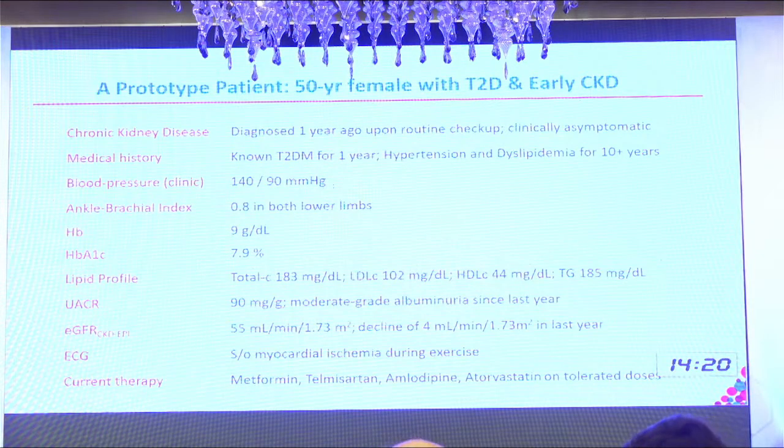So coming to this typical case, what we regularly see: a middle-aged female with diabetes of 10 years and diagnosed chronic kidney disease a year back, with hypertension, dyslipidemia, blood pressure of 140/90, ABPI of 0.8 in both lower limbs, hemoglobin 9, anemia has started, HbA1c 7.9, dyslipidemia is there, and urine ACR of 90, which is A2 or a moderate grade albuminuria, eGFR of 55, so she is already CKD stage 3A, with a decline of GFR of 4 ml per minute in the last 1 year, and a TMT showing myocardial ischemia during exercise. And she is on metformin, telmisartan, amlodipine, atorvastatin at best tolerated doses. So this is a typical scenario which we commonly encounter in our day-to-day practice.